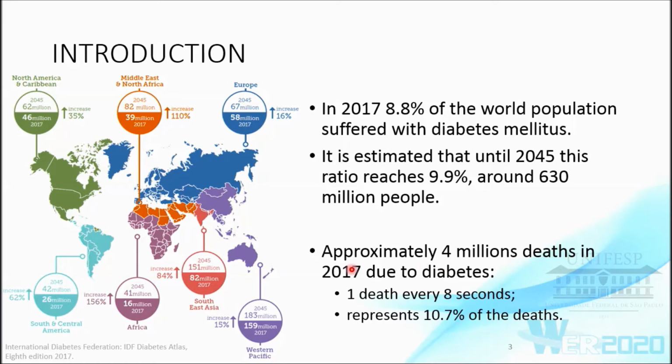In 2017, approximately 4 million deaths was caused by diabetes. That is one death every 8 seconds. That represents 10.7% of the death.